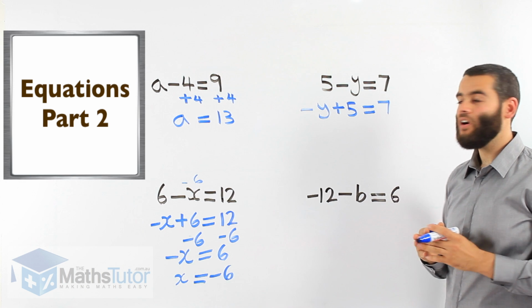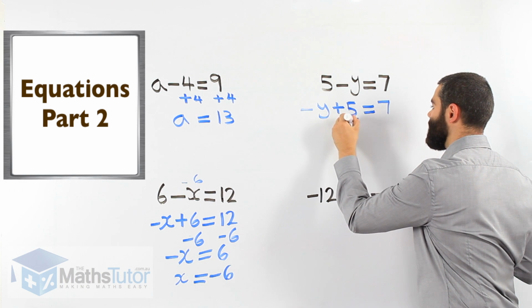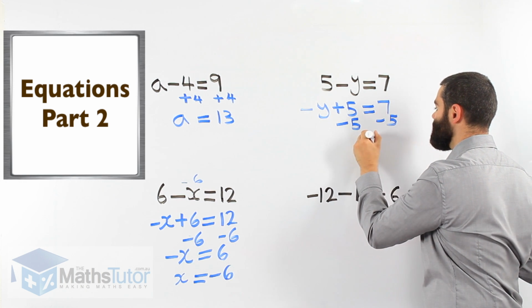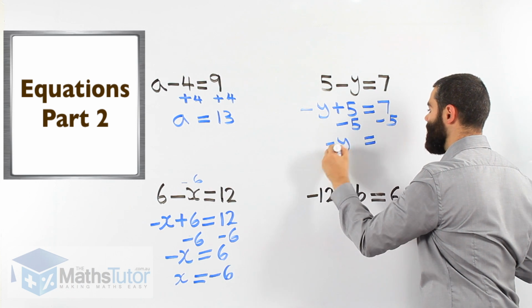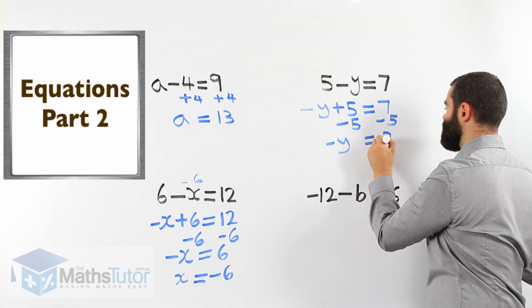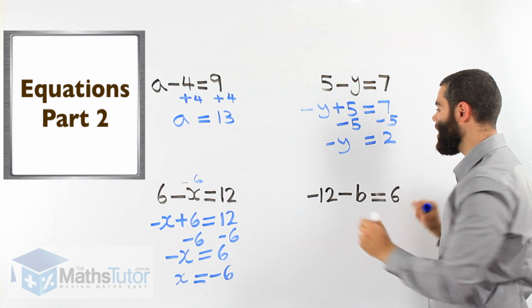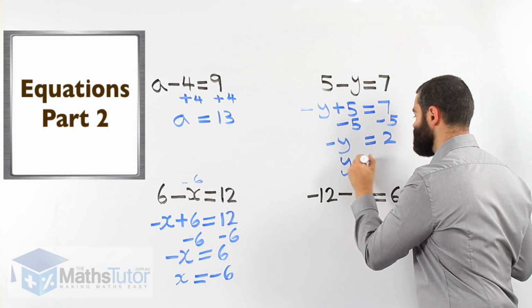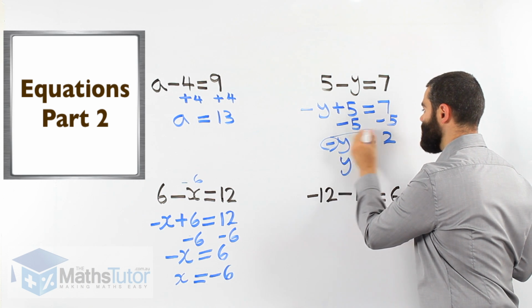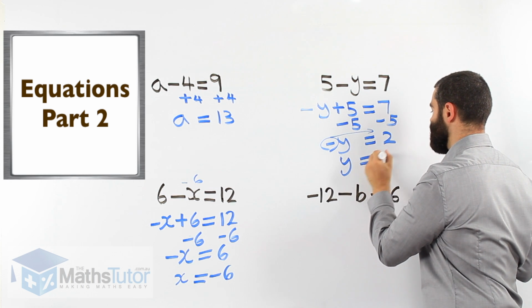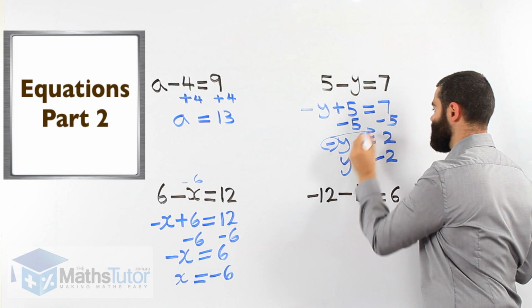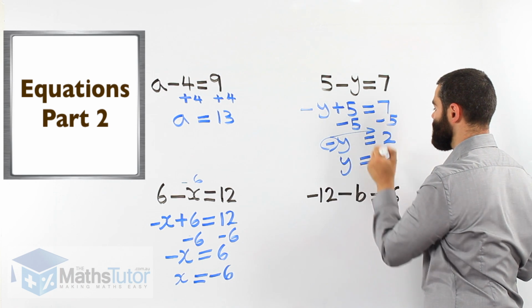Negative y plus 5. Well, we know that we can now take away 5 using the law of opposites. Negative y, 7 take away 5 is 2. This is negative y equals 2. Remember, we want only y, so we just say the negative goes over there, and becomes y equals minus 2. So all of a sudden, we've taken the minus and just thrown it over.